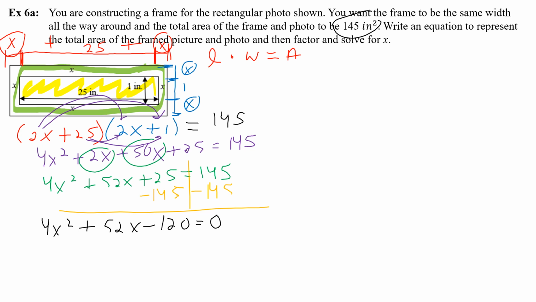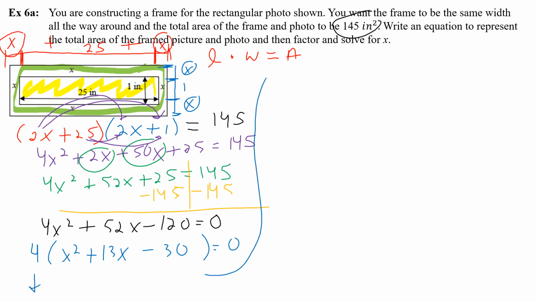Now I need to factor that and solve for x. Now, we could do the method where a times c, but that's 4 times negative 120, which would give us negative 480. That's a lot of factors. So let's see if there's a greatest common factor from all three that we can factor out. Turns out they're all divisible by 4. So we factor out a 4. It's going to leave us x squared, and then 52 divided by 4 gives us 13, and negative 120 divided by 4 is just going to give us a minus 30. Again, this will be part of our answer. We'll bring it down later.